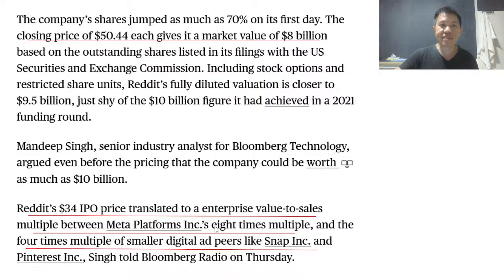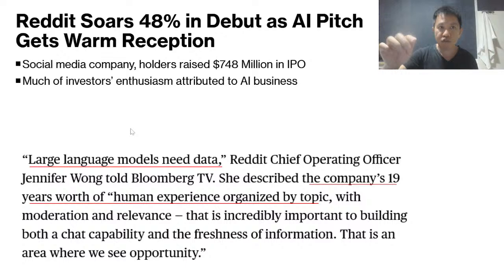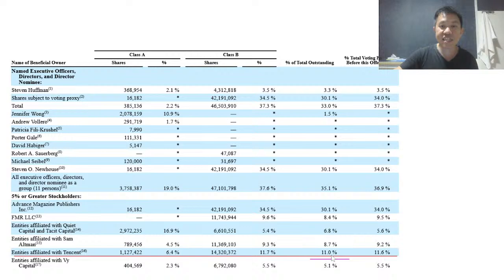want exposure to social media, right, don't buy Meta, don't buy Snap, don't buy Reddit, buy Tencent. Tencent is a major shareholder of Reddit, they are a major shareholder of Snap. Also, Tencent owns a 11% stake in Reddit. Yeah, Snap, I think they own a 20% stake. Then they also have a 20% stake in Kuaishou. So Tencent and themselves, they also have the WeChat. So Tencent is also a social media company.